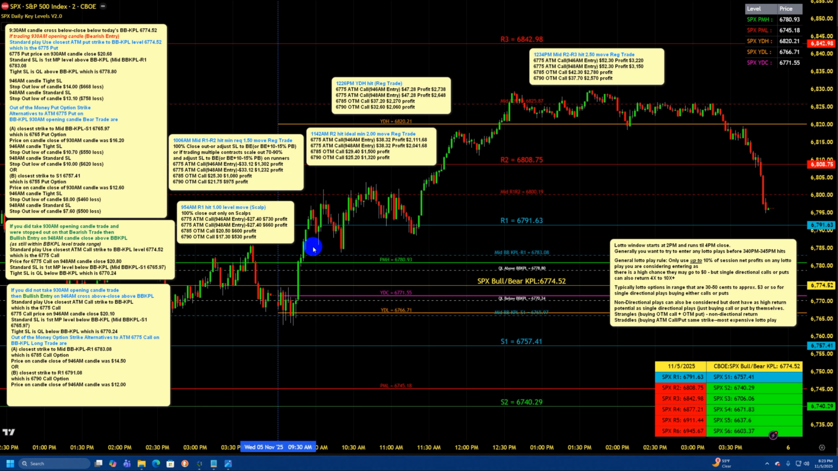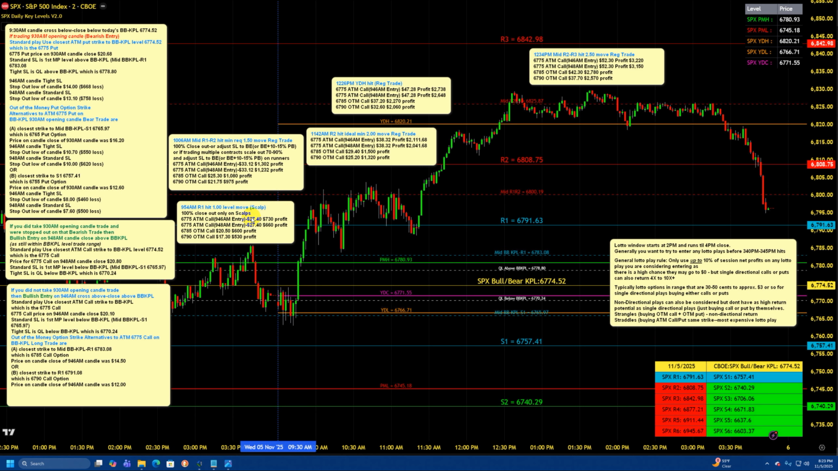Okay, so what about target exits? Well, target exits depend on, with this indicator and this strategy, there's two different types of trades that you can take, scalps and regular trades. There's a difference between a scalp and a regular trade. First difference is a scalp only requires a one level move for the exit.